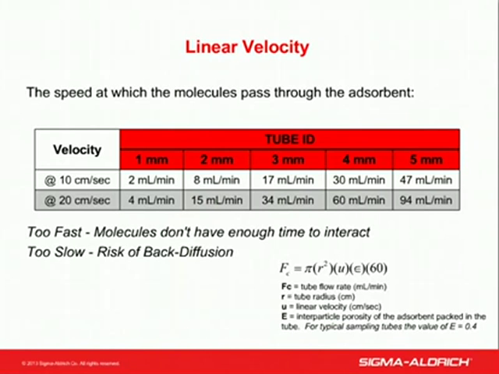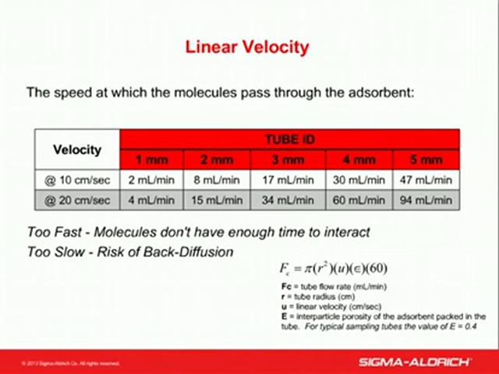Linear velocity. I don't want to get stuck on the details of linear velocity, but it's an important parameter to consider when setting up your sampling protocol. The important takeaway is that we need to allow enough time for our compounds of interest to interact with the adsorbents. As the tube ID gets smaller, the linear velocity becomes faster at the same given flow rate.